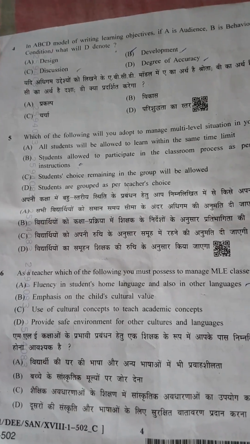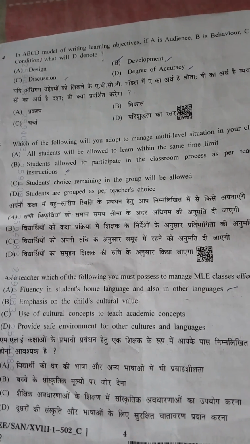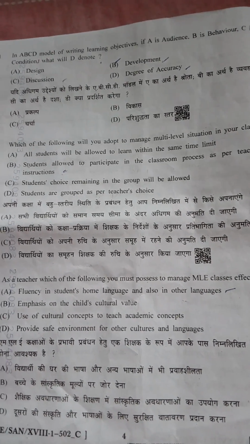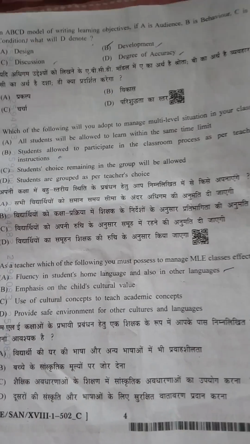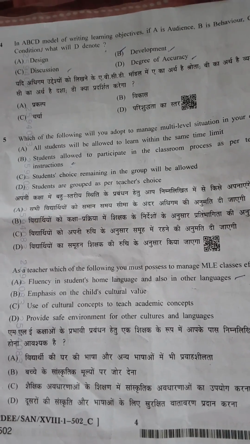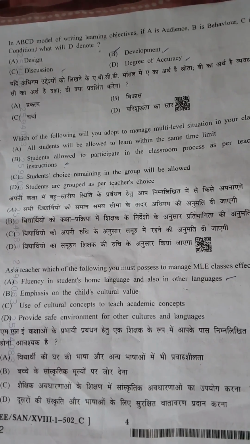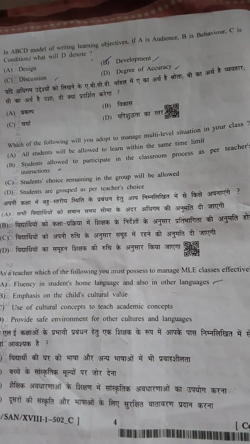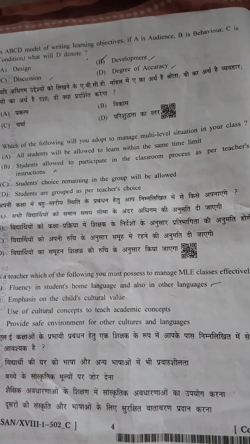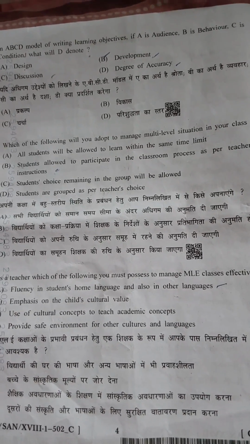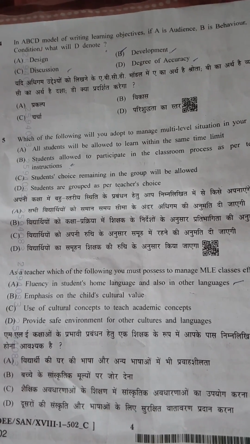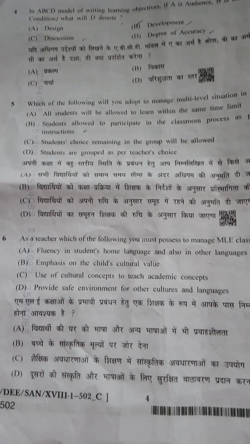Number 5. Which of the following will you adopt to manage multi-level situation in your class? Option A. All students will be allowed to learn within the same limit time. Option B. Students allowed to participate in the classroom process as per teacher's instruction. C. Students' choice remaining in the group will be allowed. D. Students are grouped as per teacher's choice.